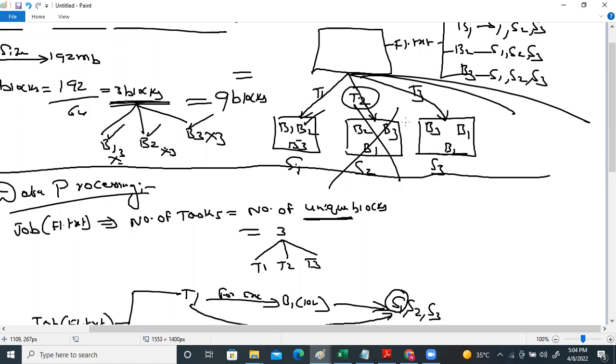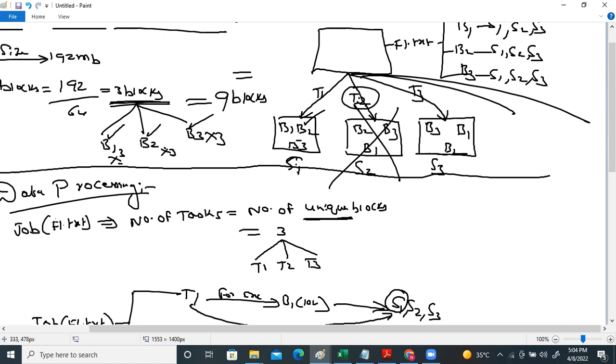That is the first point. Second, the task does not fail. The T2 task will be assigned to any of the other slaves, S1 or S3.